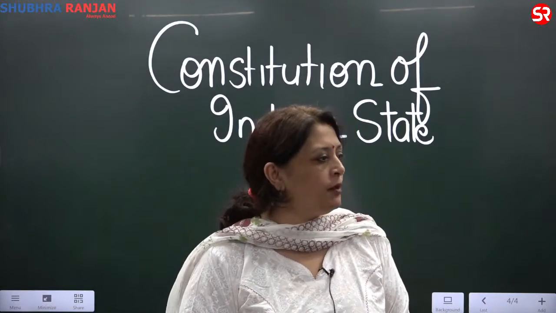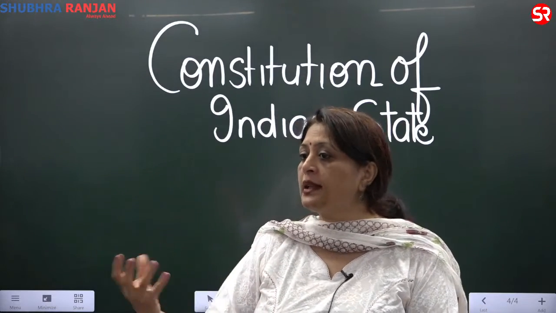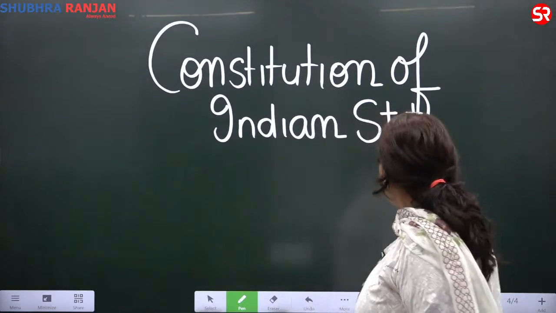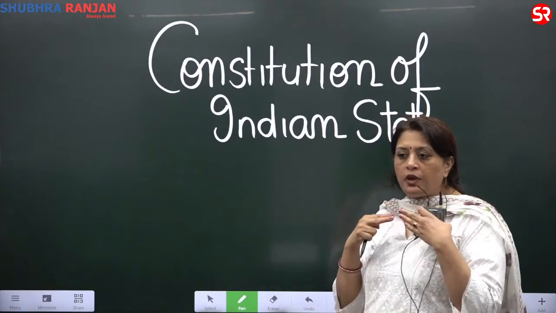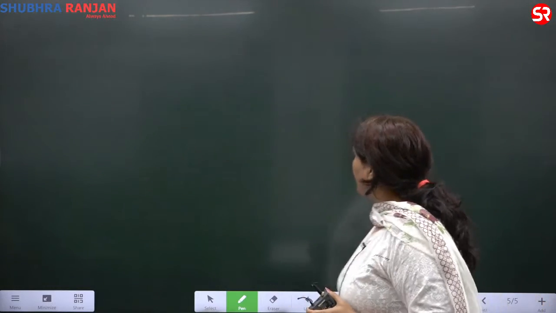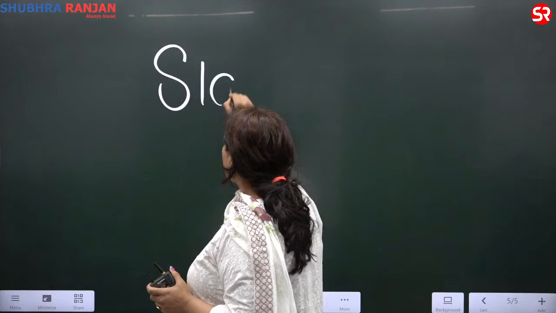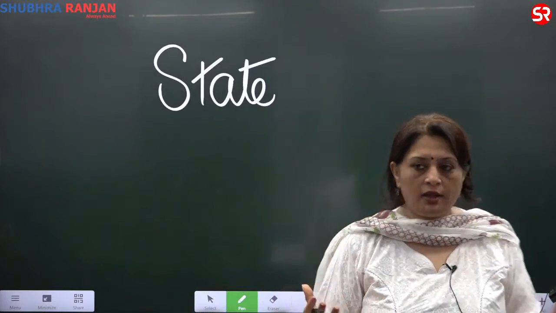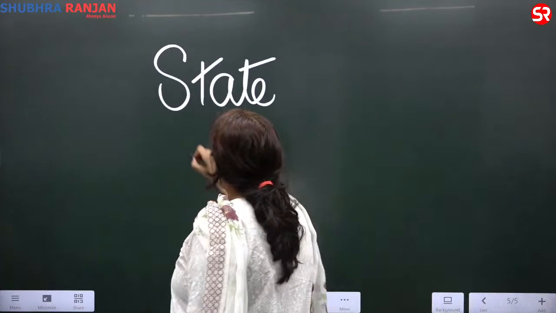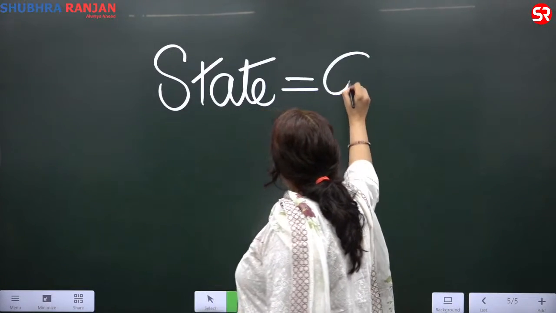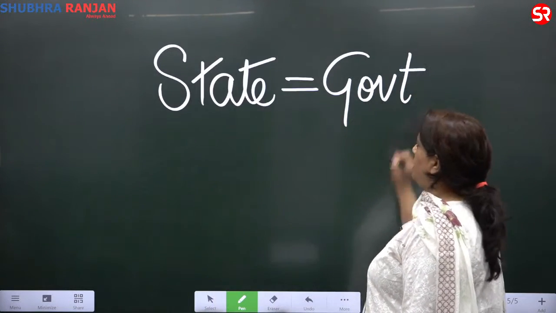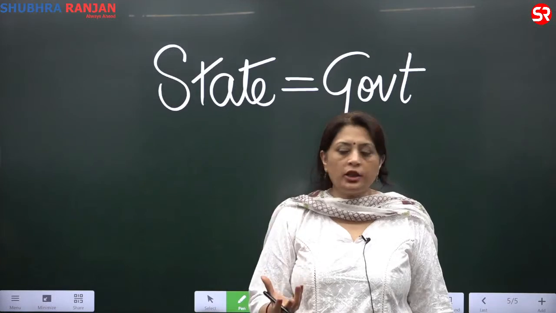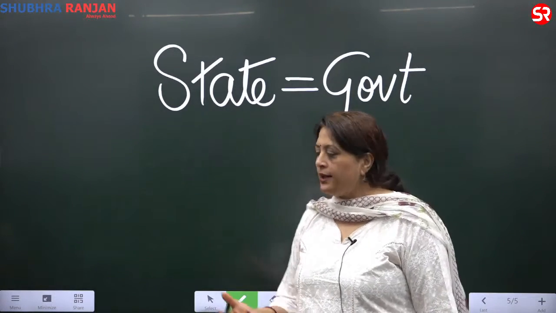So first of all, we have to understand what is a state and how should we be defining a state. Have you written this? And have you written what is a state? Okay. So what is a state? Just think about how to define a state, how to understand Indian state. A state and government, are they interlinked? Because government is a concrete manifestation of a state, fine.